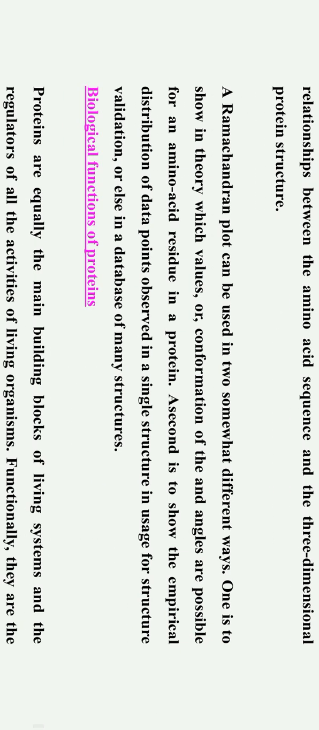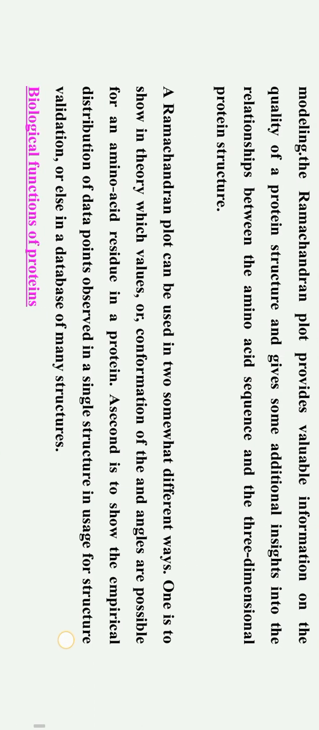A Ramachandran plot can be used in two somewhat different ways. One is to show in theory which values or conformations of the angles are possible for an amino acid residue in a protein. The second is to show the empirical distribution of data points observed in a single structure in usage for structural validation, or else in a database of many structures.